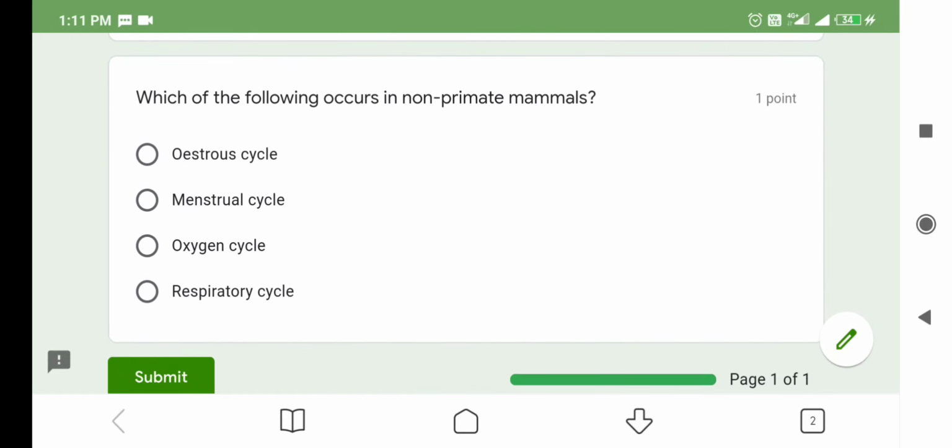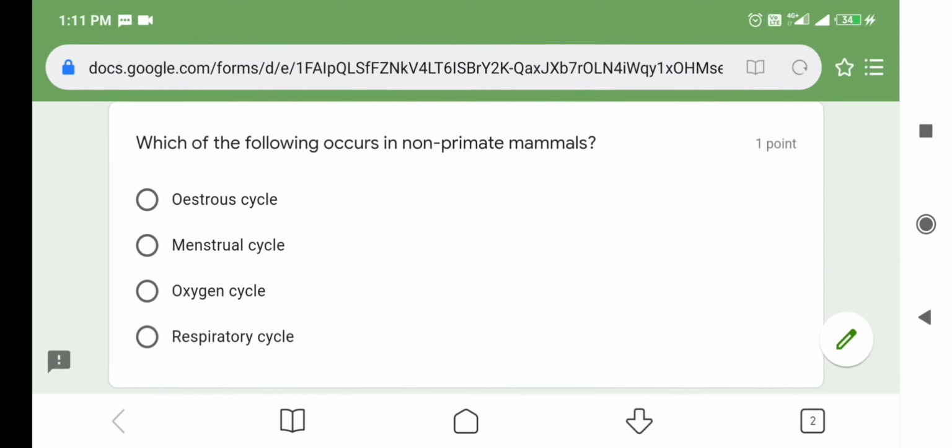Next question. Which of the following occurs in non-primate mammals? Option number 1, estrous cycle. Option number 2, menstrual cycle. Option number 3, oxygen cycle. Option number 4, respiratory cycle.